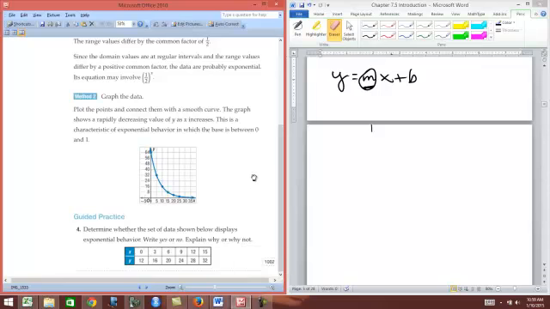Determine whether the set of data shown displays exponential behavior. Yes or no? Explain why or why not. X is increasing by 3s: 3, 6, 9, 12, 15. Y, as X increases by a steady rate, by 3s, is increasing not by a fixed ratio, but by a fixed amount, 4. And if we graph this, it would be a straight line. So, how are we going to answer this?